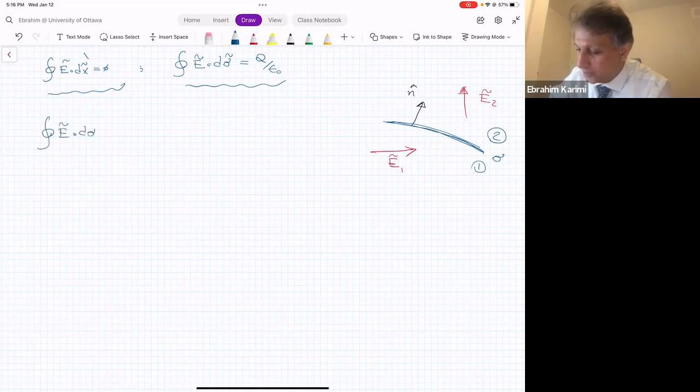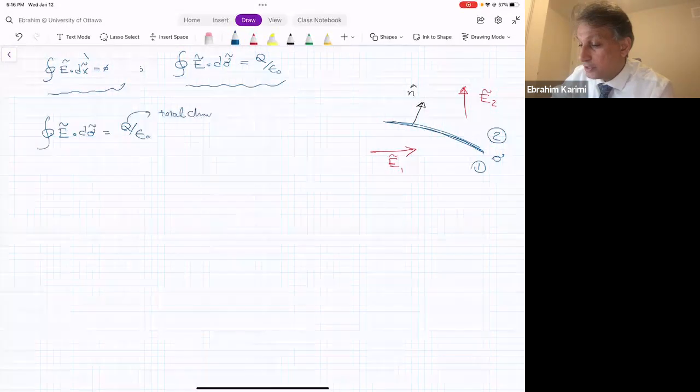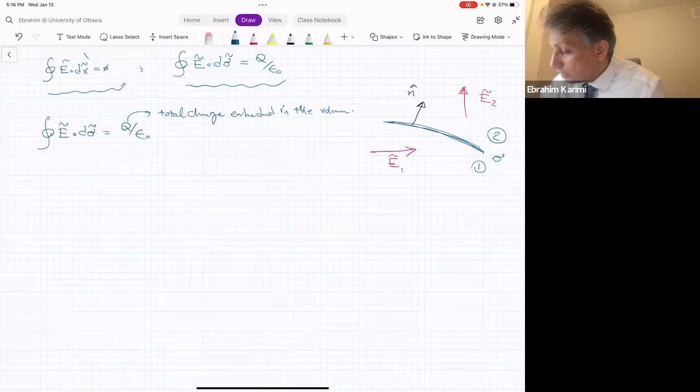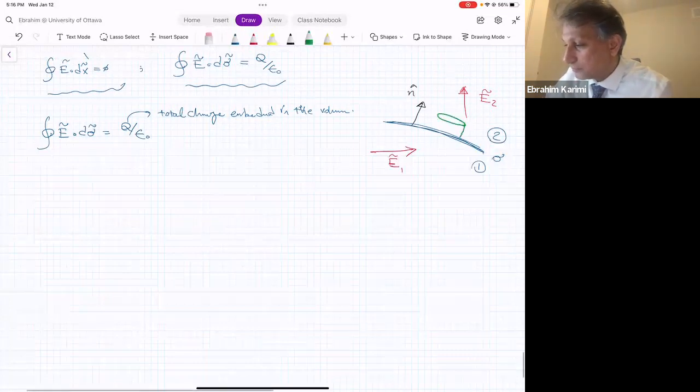E dot d sigma is equal to Q divided by epsilon naught, and Q is the total charge embedded in the volume. In order to do so, we have to choose a volume. The volume that we choose here is a cylinder that goes through the surface. We have the surface and it goes to the other region, which is region number 2. Okay?